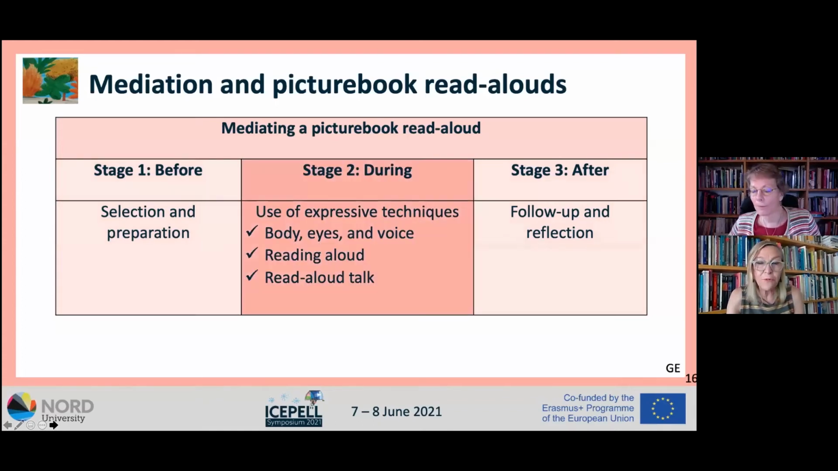So coming back to during the read aloud, this stage involves what we refer to as using expressive techniques. This is making use of the body, the eyes, and the voice. It's reading aloud effectively to bring the story alive and to lift the words off the pages, and using read aloud talk to involve children in the interpretation of the whole book.